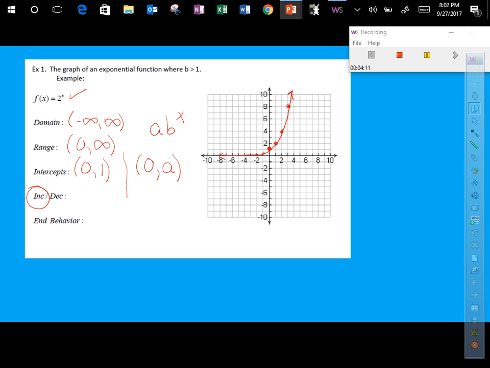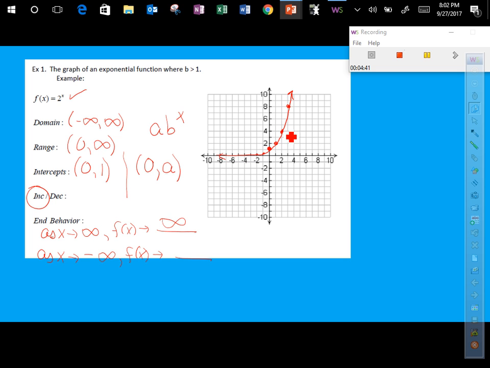Now in end behavior, I'll slow down just a tad. I've got to say as x approaches infinity, f of x does something. And then also as x approaches negative infinity, f of x approaches something. So based on class last time, as you look to the right, notice my y value seems to be going up, up, and away. So infinity.